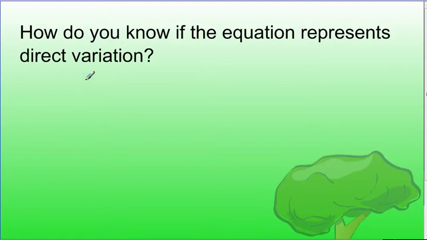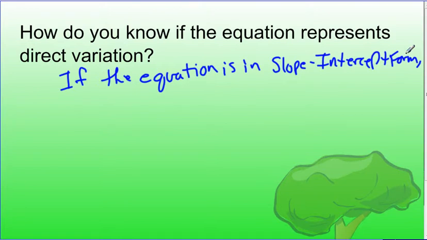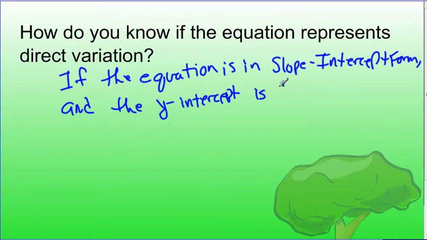Okay? I said something like, you can tell if the equation represents direct variation if the equation is in slope-intercept form, and the y-intercept is 0.